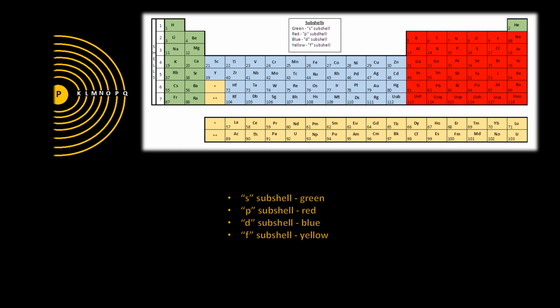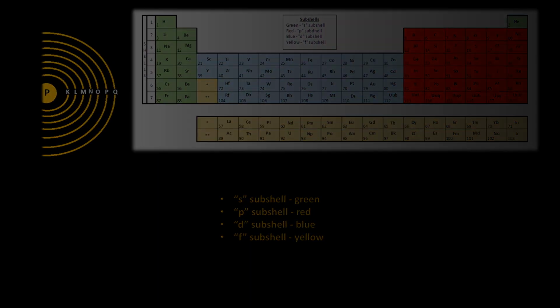The main shells 1 through 7, or K, L, M, N, O, P, and Q, are further subdivided into subshells. These are the S, the P, the D, and F subshells. They also correspond to the periodic table as shown. The subshells are further divided into orbitals. Each orbital in the cloud can only contain 2 electrons.